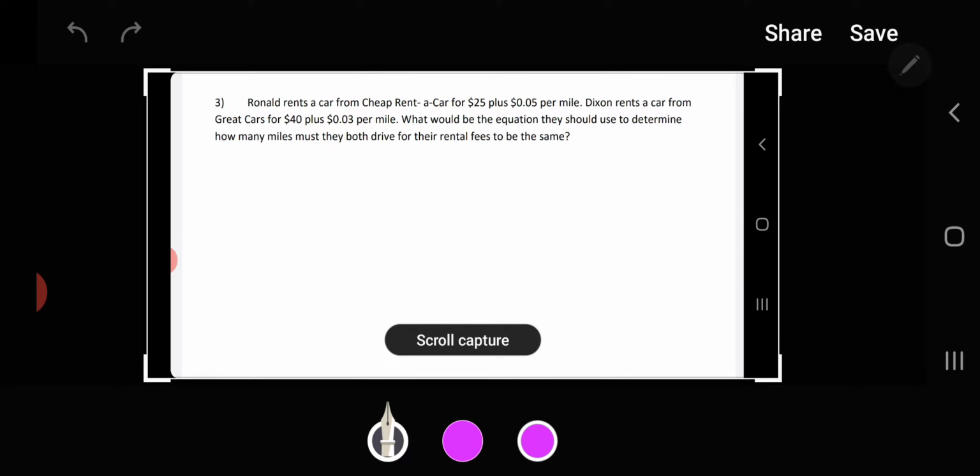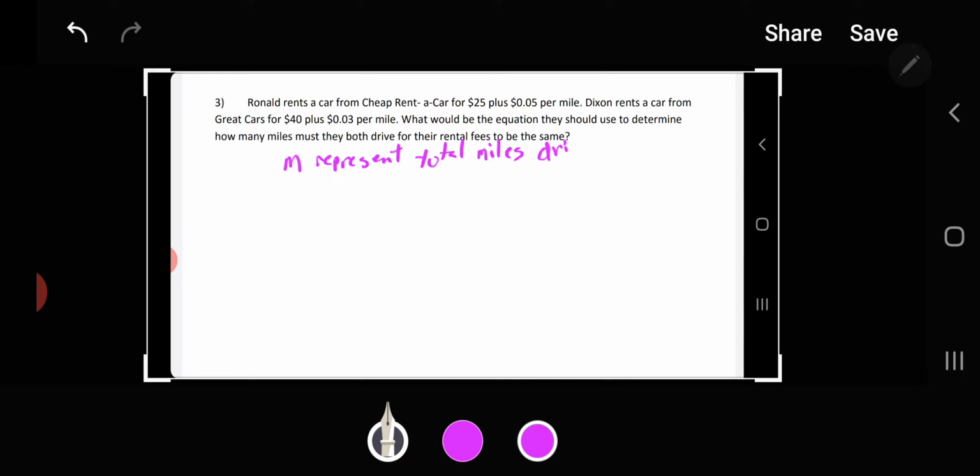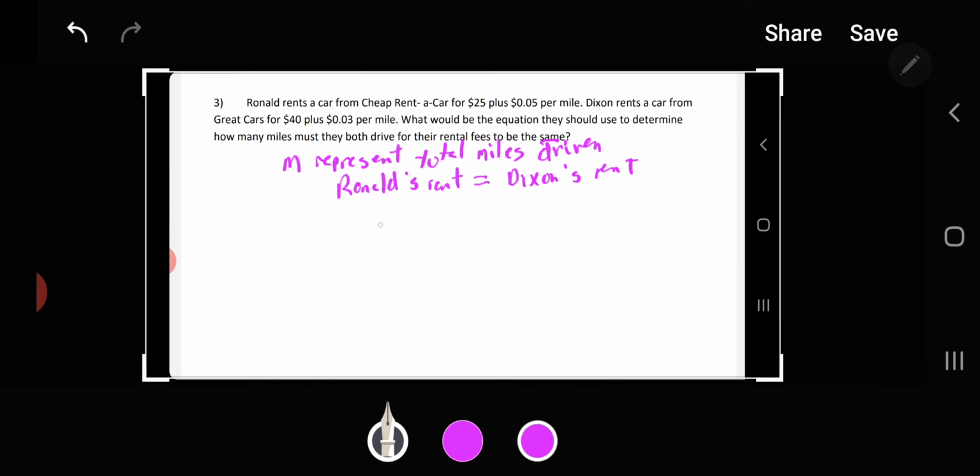Okay, let's let the variable M represent total miles driven. And what we're looking for is Ronald's rental on the car to equal, because we want it to be the same, Dixon's rent on his car.